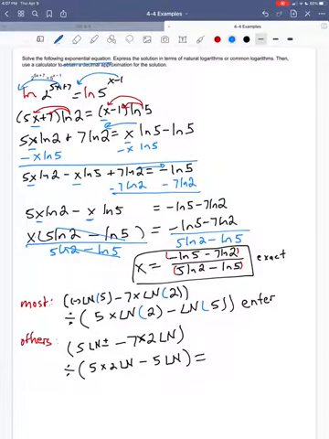And no matter which way your calculator works, you should get an answer here of approximately negative 3.48 if you round to 2 decimal places. So you want to make sure you can figure out how your calculator works.